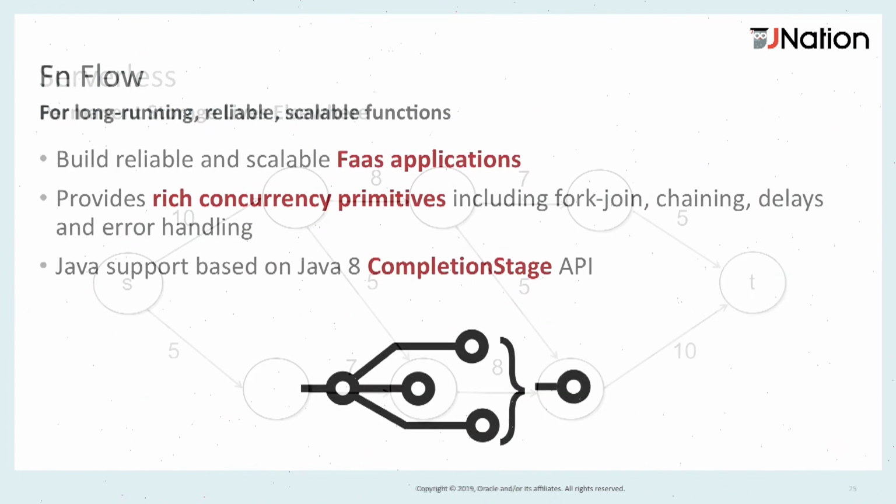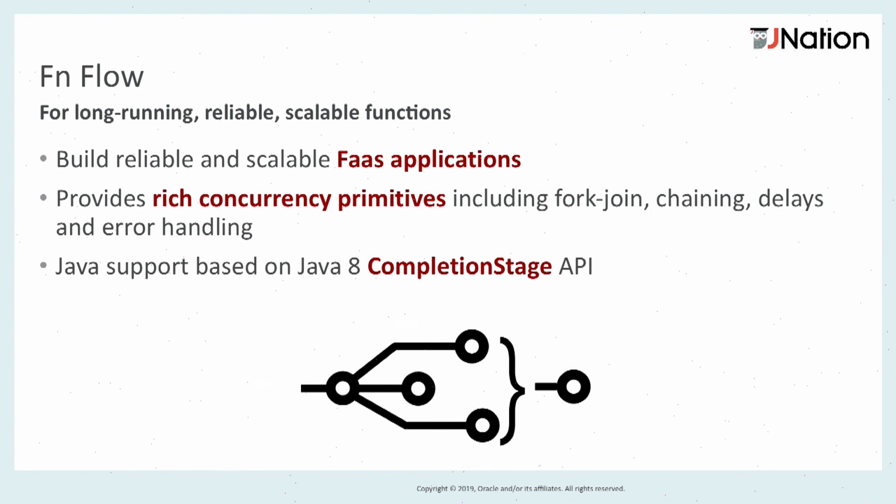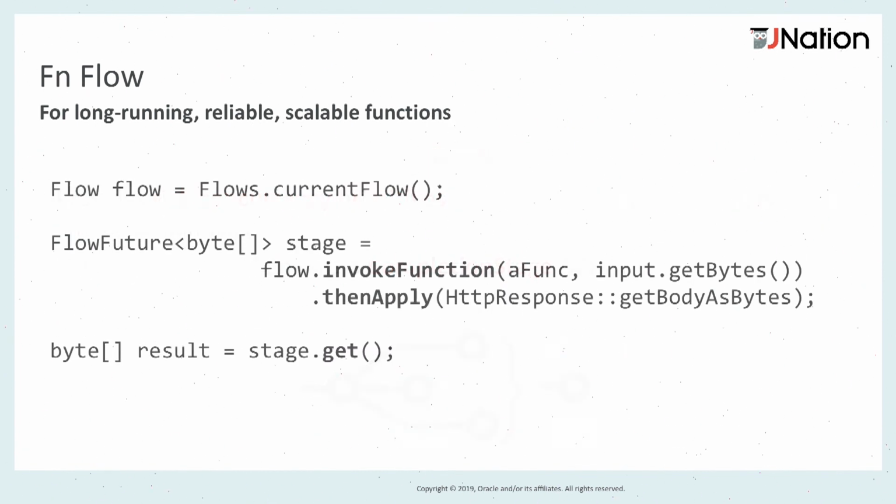For that, we have in FN a capability that is called FN Flow. It's basically an API that allows us to do function orchestration. From a programming standpoint, it looks very much like the completion stage API that we have in the Java platform. In the Java platform, we have this completion stage API that gives us the ability to define pipeline execution of asynchronous tasks. The FN Flow API is exactly the same. The major difference is that with the completion stage API, everything happens within the JVM, so within a single process. With the FN Flow API, we're talking about function invocation, so that means we have to go through the network to invoke those functions. But from a programming standpoint, it looks exactly the same.